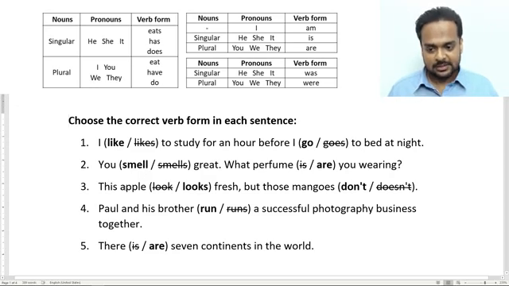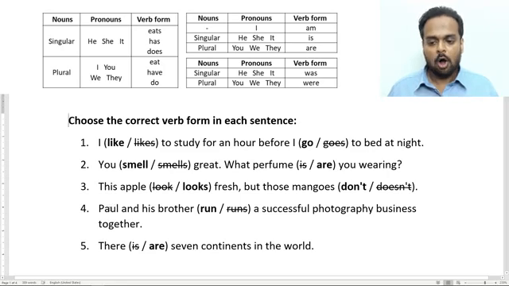Number 3, this apple looks fresh. There's only one apple we're talking about here, so we add s to the verb. That's the singular form. This apple looks fresh, but those mangoes don't. Those mangoes are a plural. So we don't add s to the helping verb do. Those mangoes don't. That means they don't look fresh.